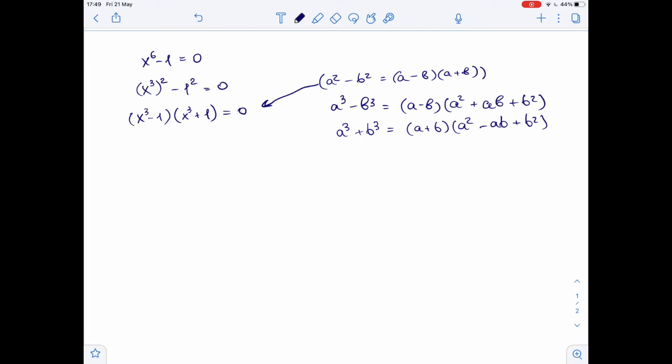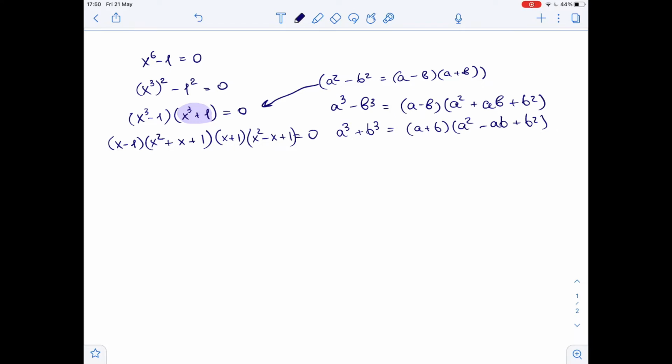So we see that x cubed minus 1, here we can use the formula of difference of cubes, and we will get x minus 1 times x squared plus x times 1, which is x, plus 1 squared, which is 1. Then for this part we will use the formula of sum of cubes, and we will get x plus 1 times x squared minus x plus 1, and this whole thing is equal to 0. Let's see how we can solve this equation now.